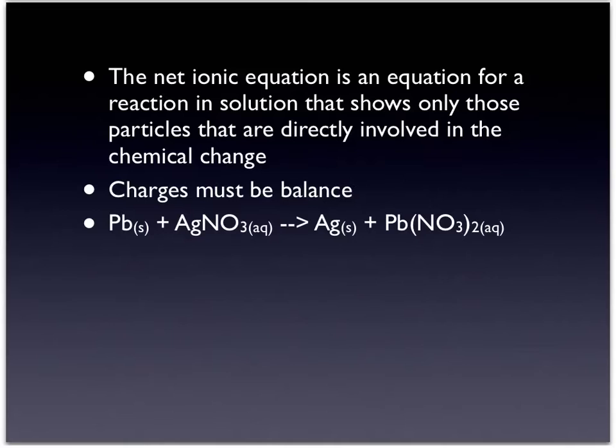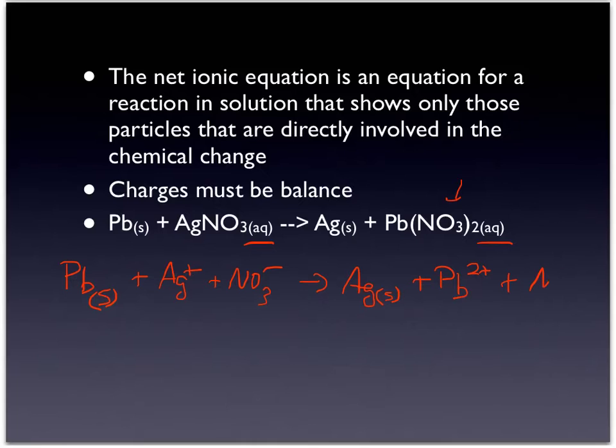If we want to break this up, remember we break up the things that say aq. So we're going to have some lead, and we can't break that up. It's just one thing. We've got silver, which is positive, and nitrate, which is negative. We get this silver over here, which is a solid. We've got some lead, which is 2 plus, because nitrate is 1 minus. There are 2 of those, and we've got some nitrates. I don't have to put in the 2 here, because I'm going to balance it later.